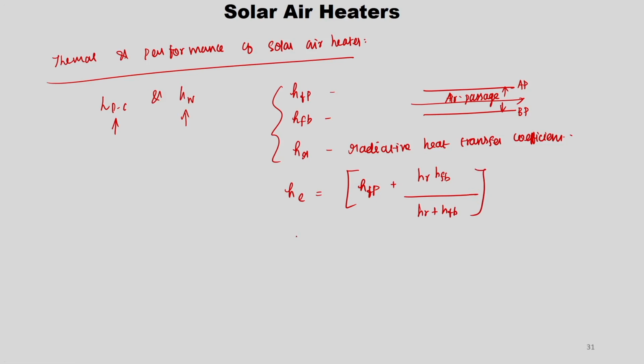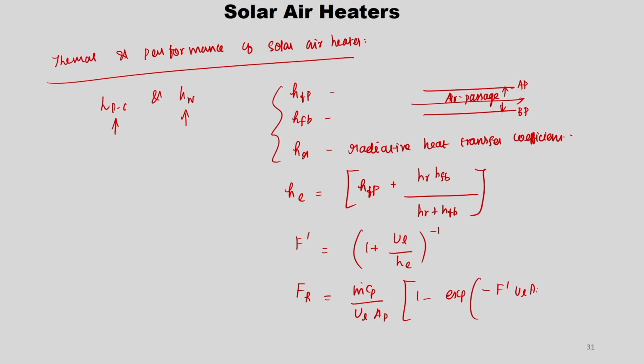So, after calculating HE, then F dash should be calculated. F dash is (UL upon HE) inverse. Then once you calculate F dash, FR is nothing but m dot Cp upon UL AP into 1 minus exponential of minus F dash UL AP upon m dot Cp. Once you know FR, you are supposed to calculate the Qu, which is nothing but the useful heat gain.